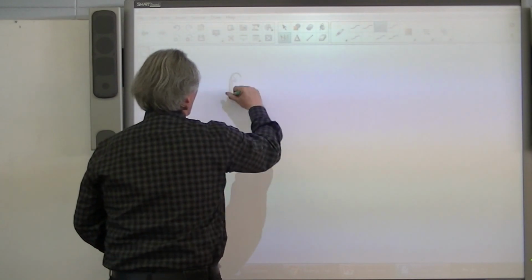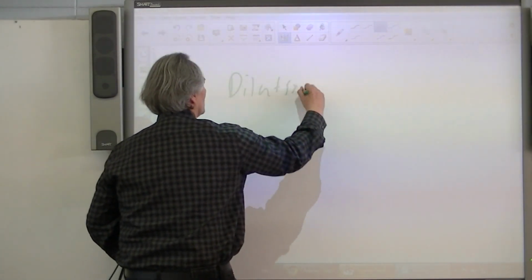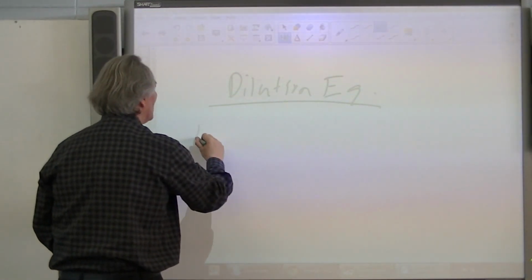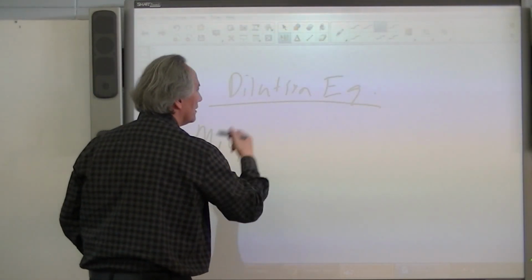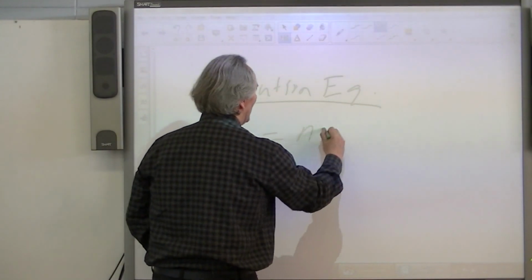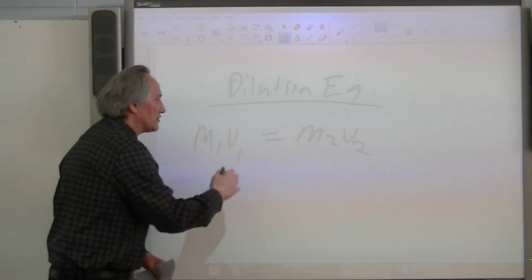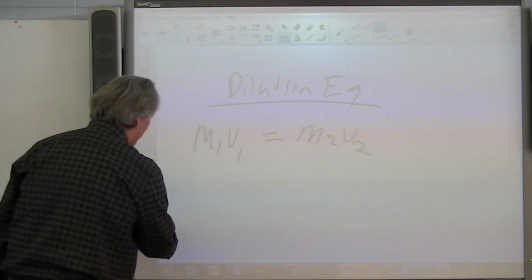So hence, I'm going to rewrite the dilution equation here. Note that conventionally it is M1V1, the concentrated solution, is equal to M2V2. Of course, M is molarity, V is volume. Let's identify what we're looking for, first of all.